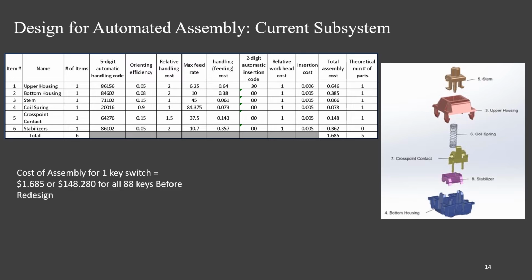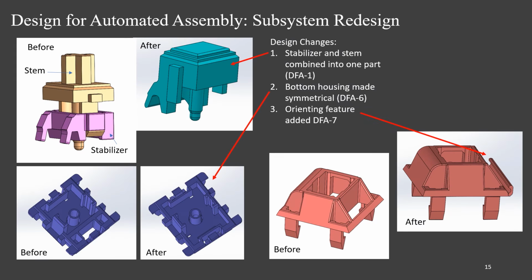For the initial analysis, it cost $1.685 per switch, or $148.28 per board. To decrease the assembly cost, we did the following. First, the stabilizer and stem were combined into one part. The new stem is more expensive than each part separately, but it's cheaper than the stem and stabilizer combined.